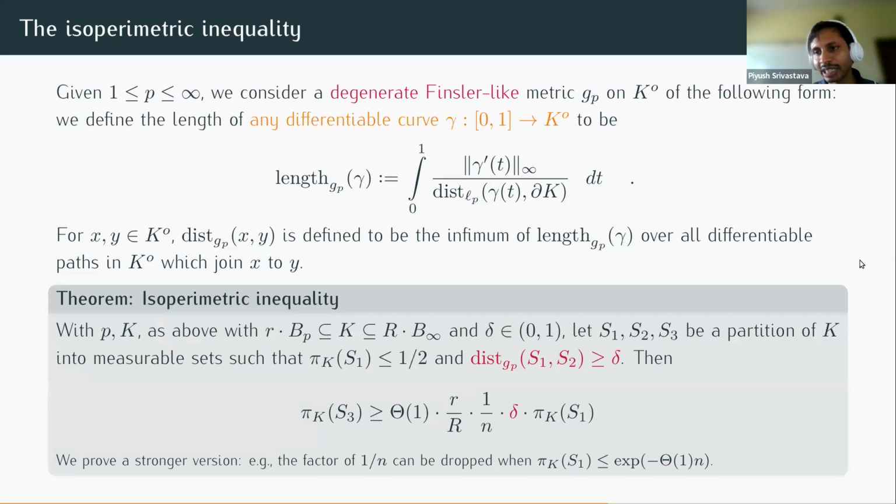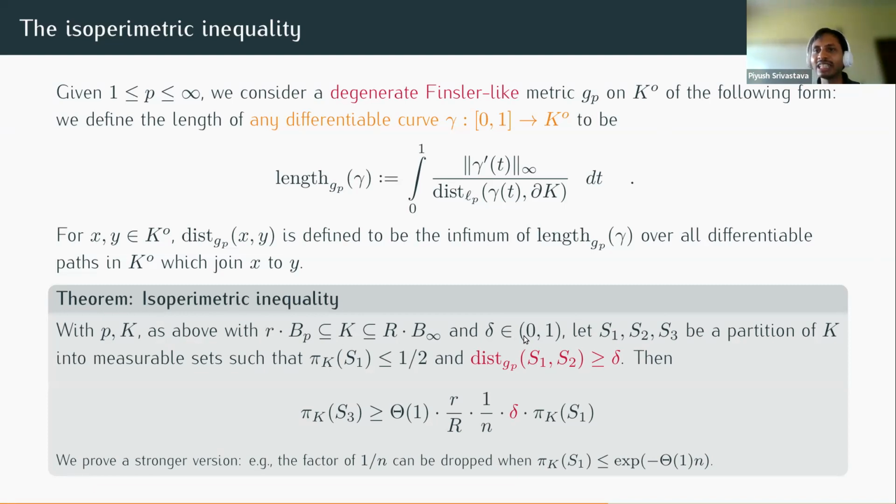The main technical result that you have to prove is an isoperimetric inequality for this metric. It says the following: you have a body which has again this capital R, so it's contained inside. It's the same setup as the mixing time result. And there's some delta, the distance parameter, that is given.